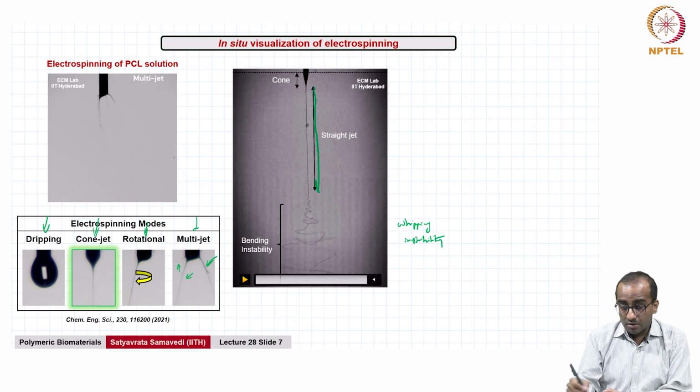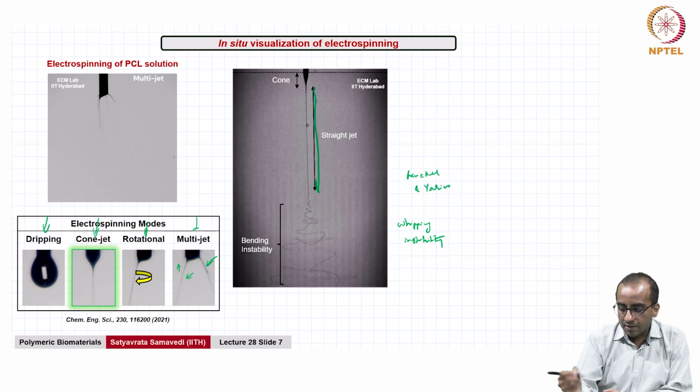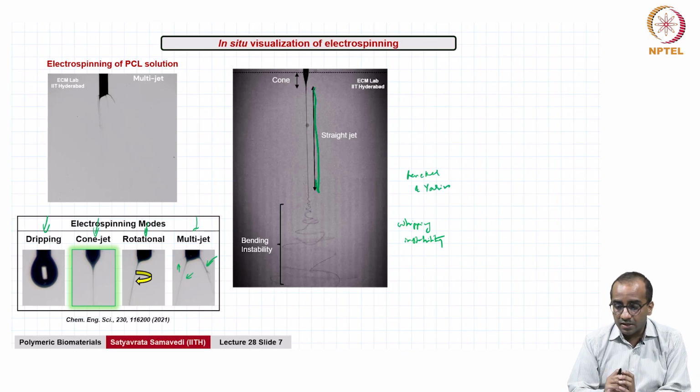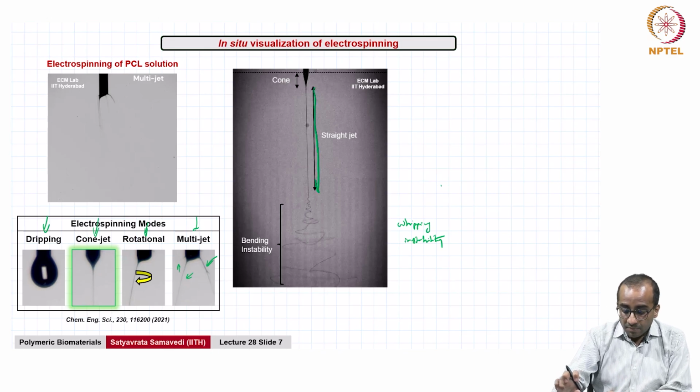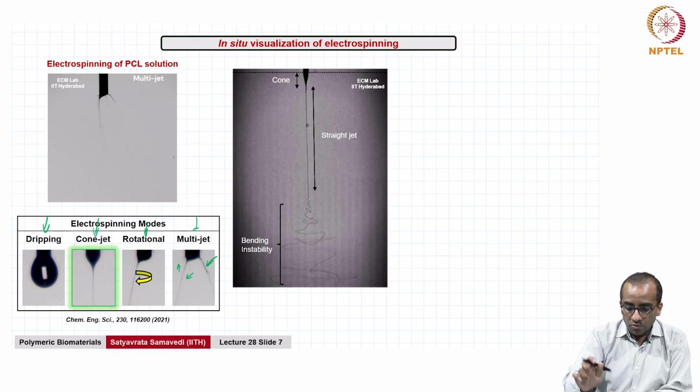A lot of work around whipping instability was done by Professor Reneker and Yarin in some very seminal work that they put out back in the day. I will play the video one more time, and what you want to notice is that this is the stable cone jet mode. This is steady state electrospinning, where you have a cone followed by a straight jet.